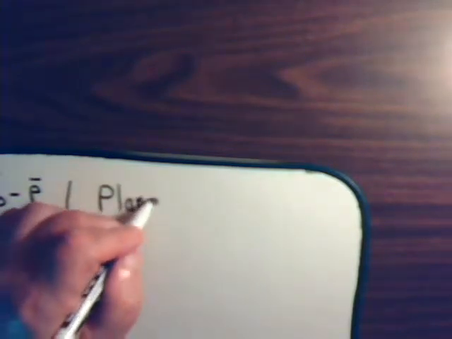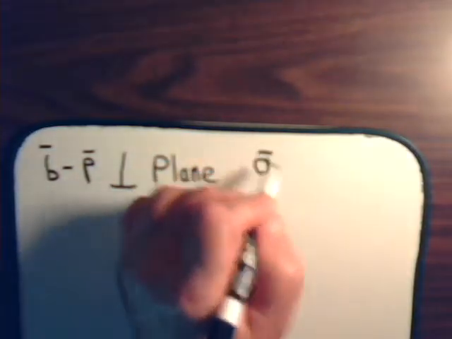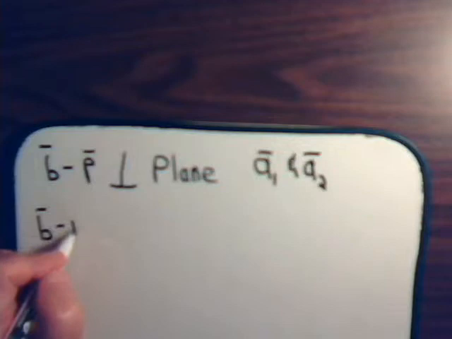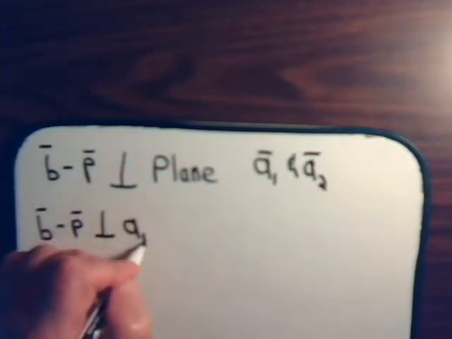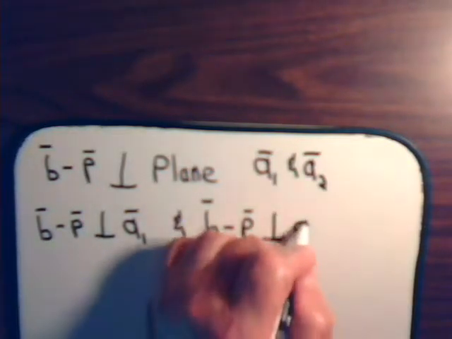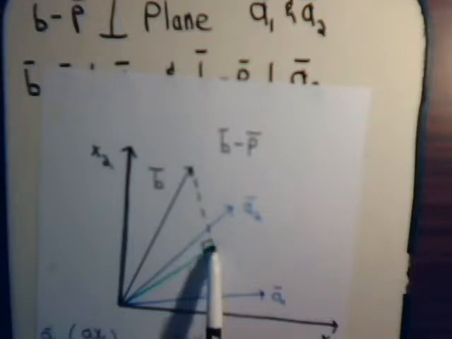Now, in our discussion here, what is key is that we said B minus P is perpendicular to the plane. And of course, the plane is just linear combinations of vectors A1 and A2. So that would mean that B minus P is perpendicular to the vector A1, and B minus P is perpendicular to the vector A2. Again, this is perpendicular to the entire plane, so of course it's perpendicular to vectors A1 and A2.